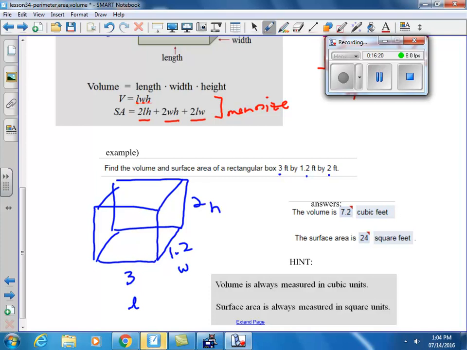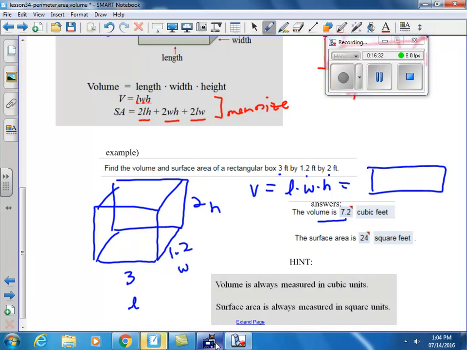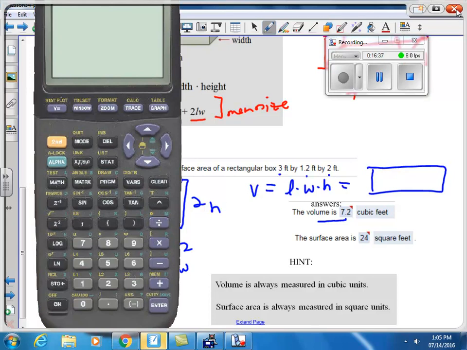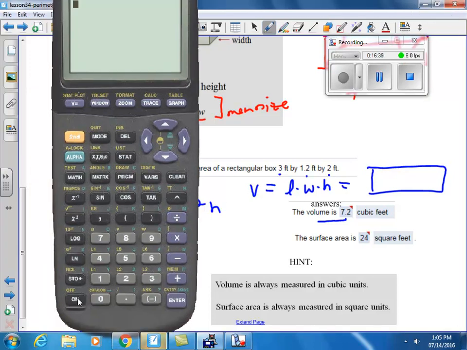Okay. If I want to get the volume, I have the answer snipped in, but I'm just going to take length times width times height. So I would say volume is the easier of the 2 calculations. Let's key that in. So we're going to take 3 times 1.2 times 2, 7.2. So now we see where the 7.2 cubic feet came from.